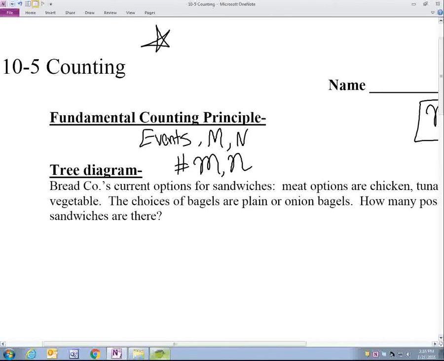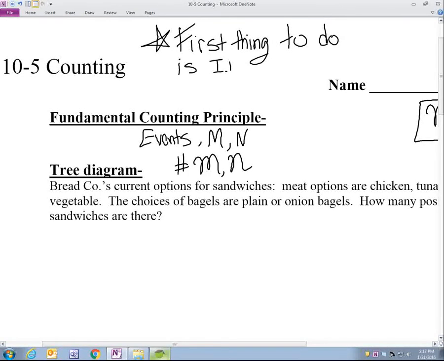That says first thing to do is ID the events. First thing to do is ID the events, even though ID is short for identification, and it's one word.